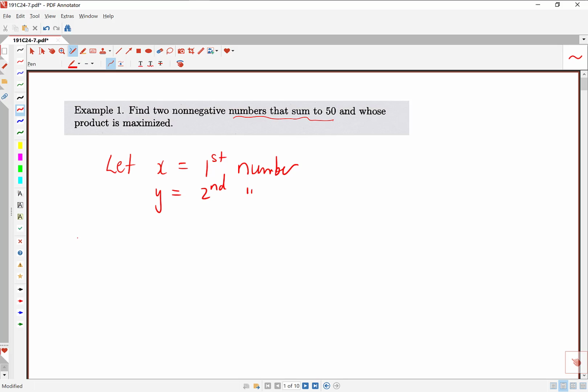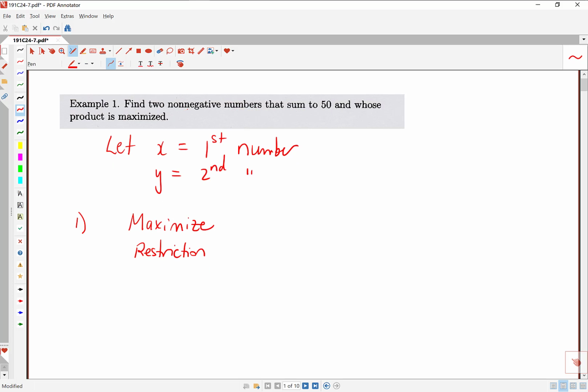And then for step 1, we're going to write down 2 things. We're going to write down what we're trying to maximize or minimize. So in this case, we're trying to maximize a product. And we're also going to write down the restriction on our variables that was stated in the problem. So we're told that we want the 2 numbers to sum to 50. That's going to be our restriction. So x plus y equals 50. And we're told that we want the product to be maximized. Okay, so we're trying to maximize x times y, the product of our 2 numbers.